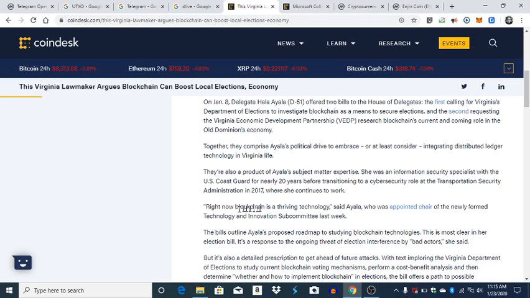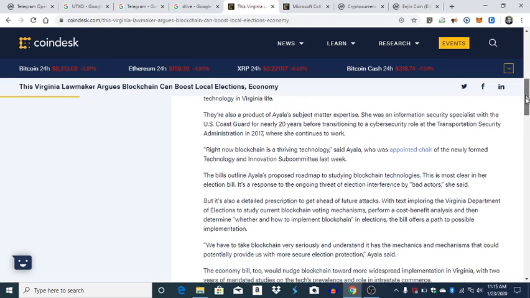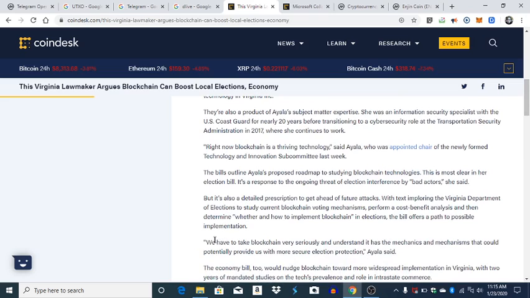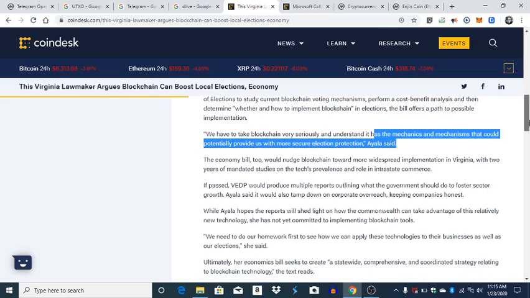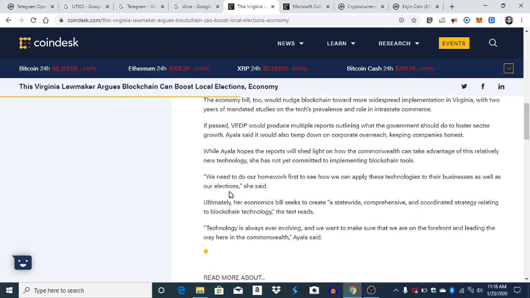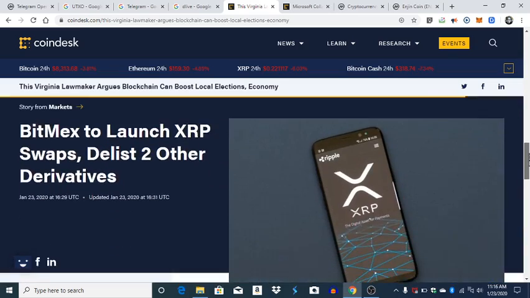She says, right now, blockchain is a thriving technology. She's appointed the chair of Technology and Innovation Subcommittee, and this is in Virginia. This is East Coast. We have to take blockchain very seriously and understand it has mechanics and mechanisms that could potentially provide us with more secure election protection, which is what we need. We all know that. Any grassroots political movements, that's their biggest showstopper.